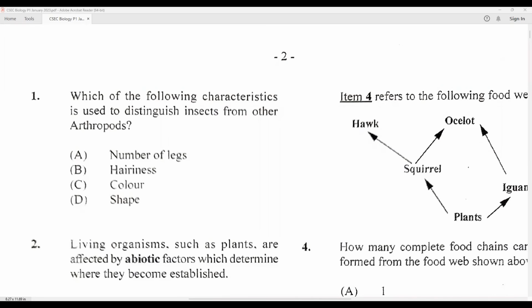January 2023 is the focus of this paper one.